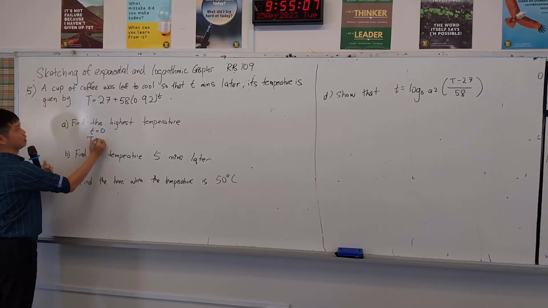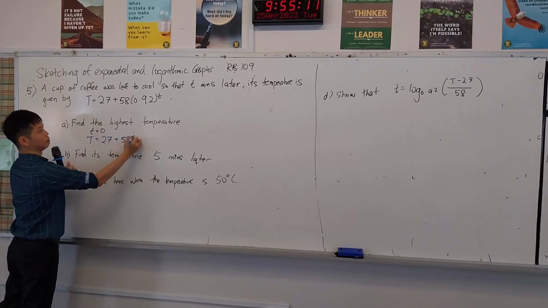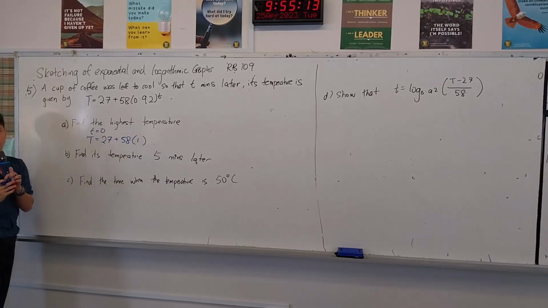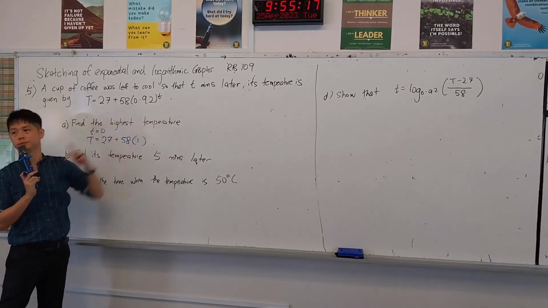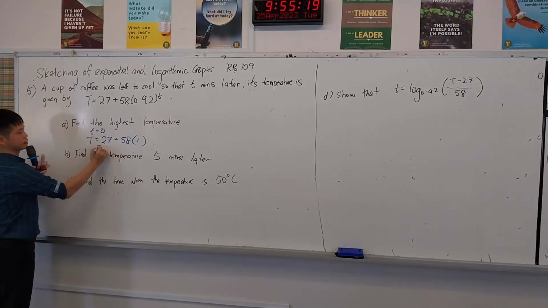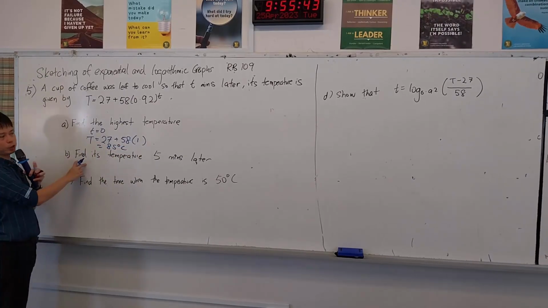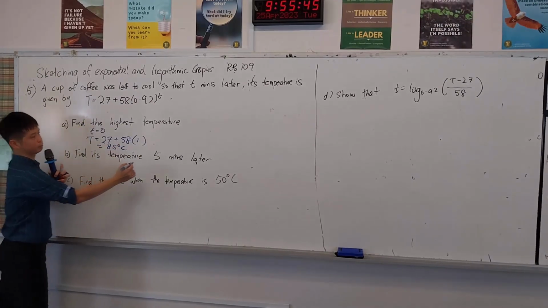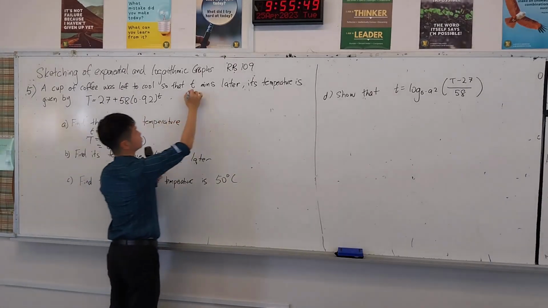Then I will find the value of T, which is simply 27 plus 58 multiplied by 1. Why? Because this is power 0, right? So this is just 1. Yeah, so the answer is 85 degrees Celsius. That's all, very simple. Find the temperature 5 minutes later. So what is 5 minutes later? You look at here.